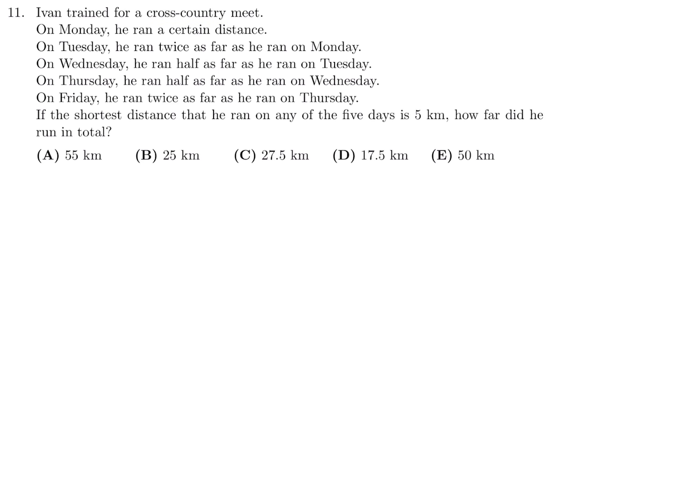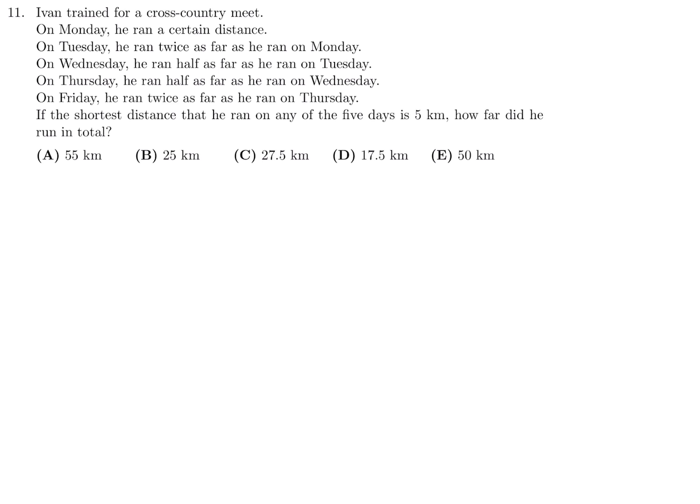On Monday, he ran a certain distance. On Tuesday, he ran twice as far as he ran on Monday. Wednesday, he ran half as far as he ran on Tuesday. Thursday, he ran half as far as he ran on Wednesday. Friday, he ran twice as far as he ran on Thursday. If the shortest distance that he ran on any of these 5 days is 5 kilometers, how far did he run in total?